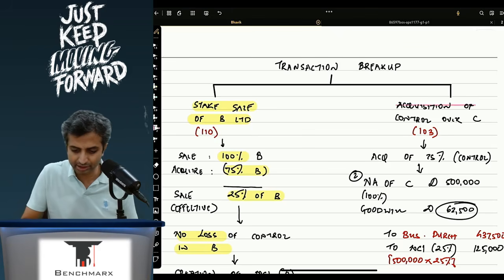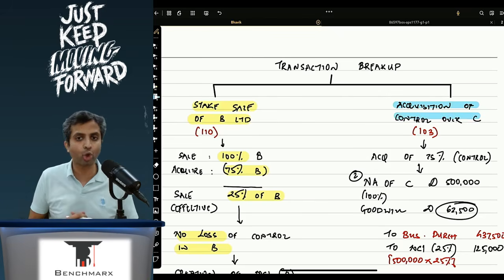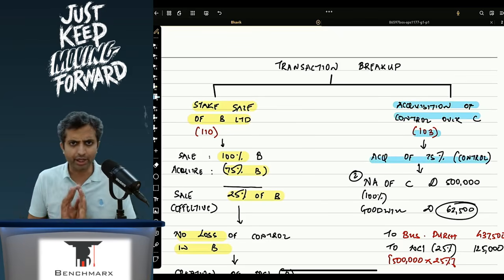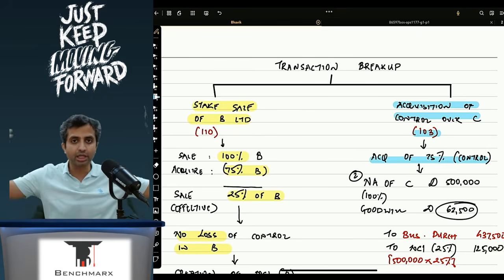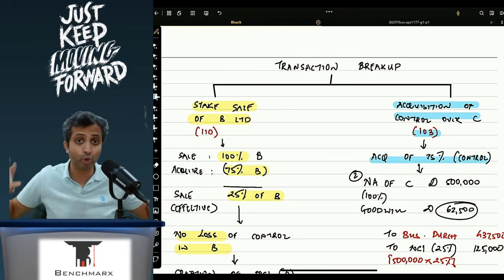The second transaction over here, let me highlight it with a different color. Let me say over here, acquisition of control over C. This will be covered by Ind AS 103. You are acquiring a 75% stake in C and thereby acquiring control. So your entire scheme of things will be broken up into two parts.